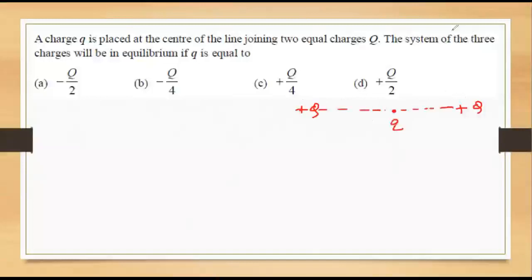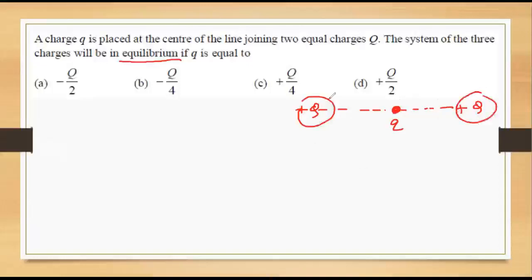Now the question is, what should be the value of small q? The system should be in equilibrium. That is very important. System in equilibrium means all the charges should get zero net force. The force on all the charges. If you place it at the midpoint, obviously the net force on it will be 0, irrespective of the value of the charge. This will repel it, and this will also repel it with the same amount, so net force will be 0.